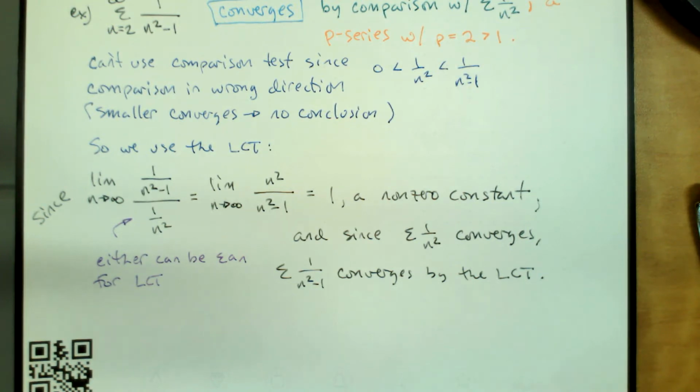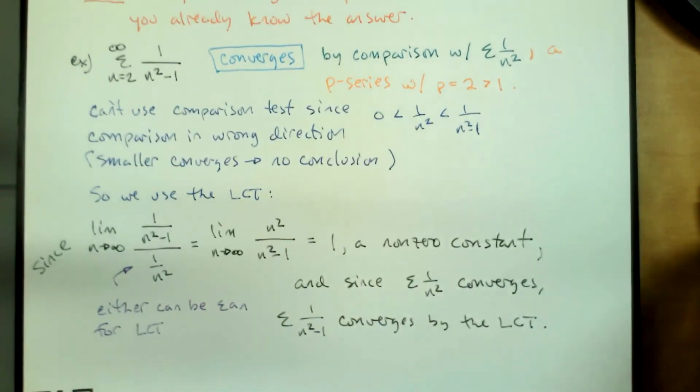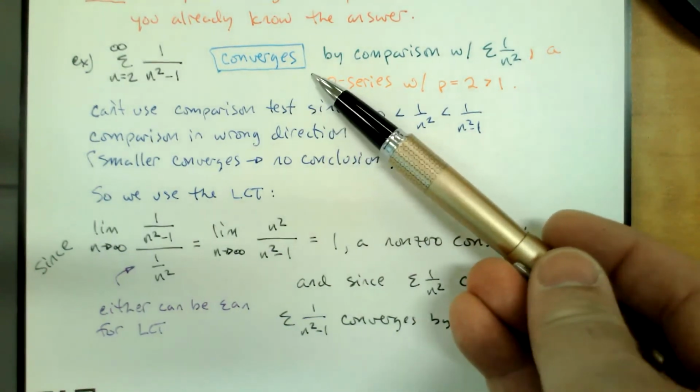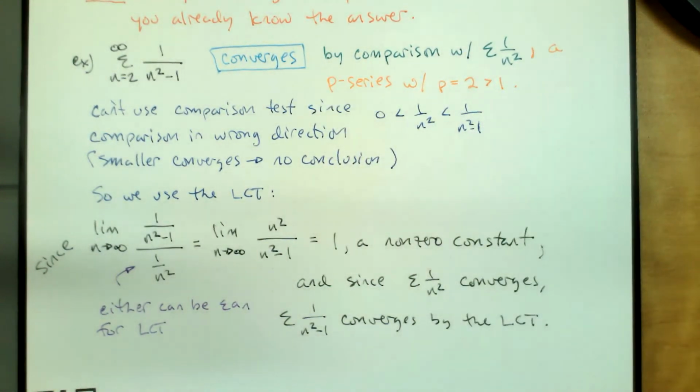The most important part of the problem is looking at the series 1 over n squared minus 1 and identifying this as convergent within the first 5 seconds of looking at it. Since you're new at this, you get 5 seconds to decide. By the end of the week, you'll have 2 seconds to decide. That was the important part of the problem.